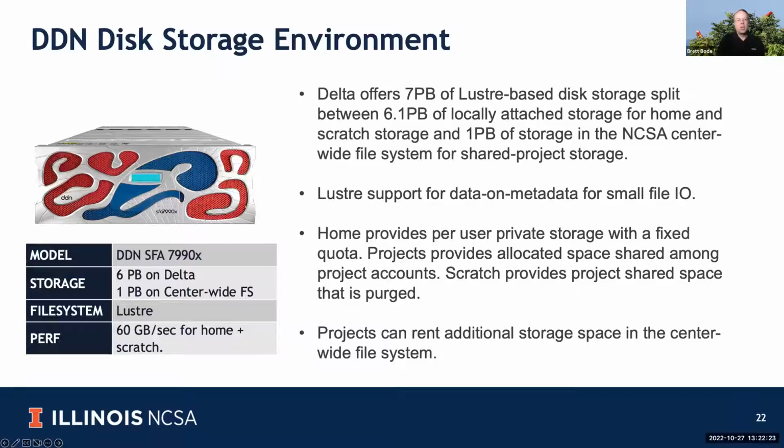Our storage environment starts with our spinning disk system. So we have 7 petabytes of total spinning disk. 6 petabytes is available in locally attached DDN storage appliances that split between 2 petabytes for home and 4 petabytes for Scratch. The Scratch file system is also twice as fast as the home file system. The remaining petabyte is remote mounted on our center-wide file system. That is where our projects file system is located.